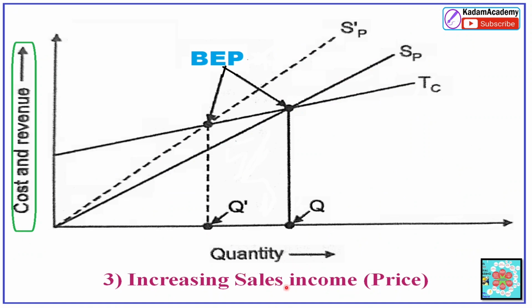And for increasing the sales income, this is the line of the sales income, and this is the line of the total cost. The total cost line is the same. When the sales income is increased, this line comes to the dotted line here. So this BEP is shifted to here. Here you can see the angle of incidence is less and this angle of incidence is more. So the profit is increased. We get the maximum profit by increasing the sales income or the sales volume.